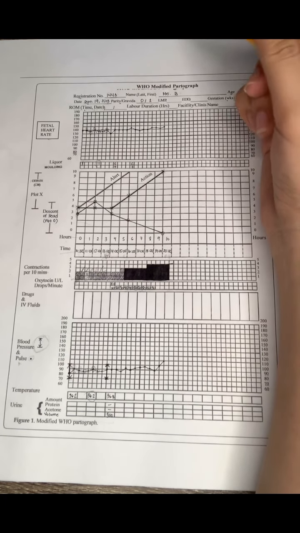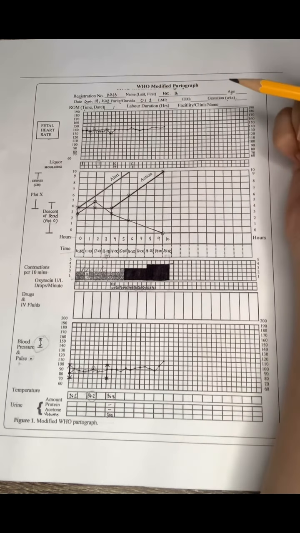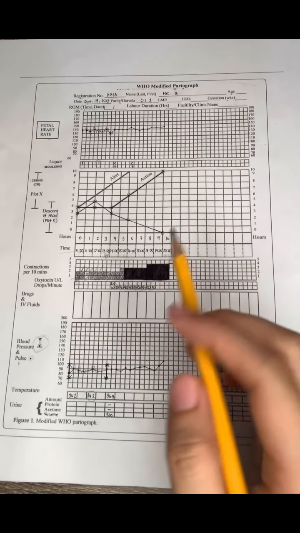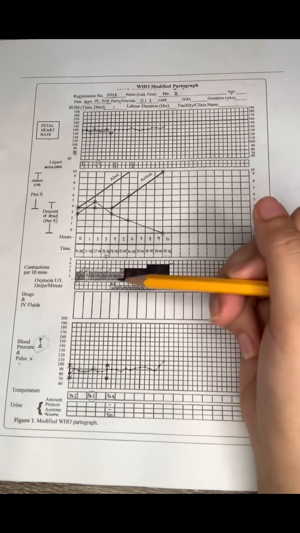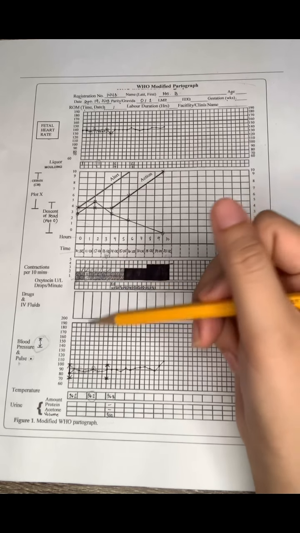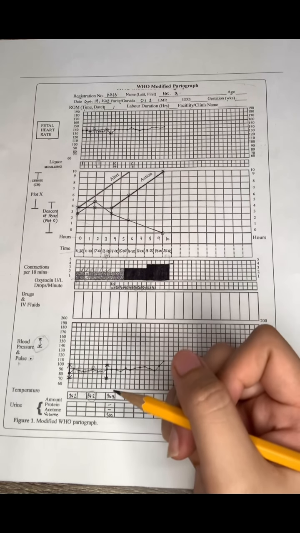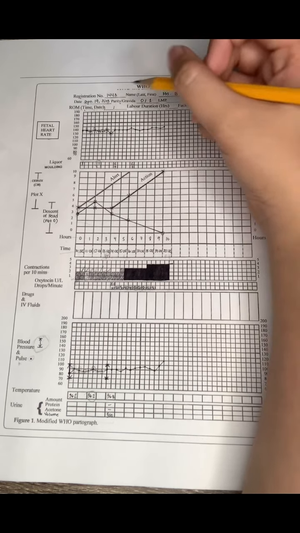At 1:30, the FHR is 130. Then the contractions is 2 per 10 minutes, each 30 seconds. So stripe lines gihapon. Then pulse is 88. Then at 2 o'clock, the FHR is 140.